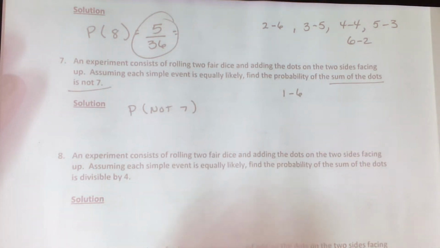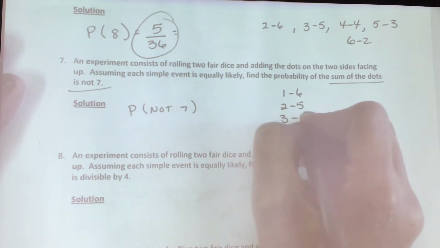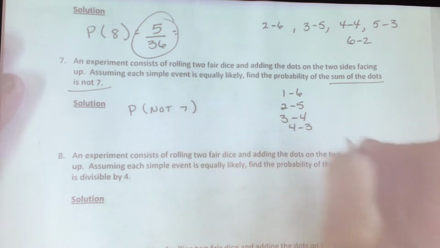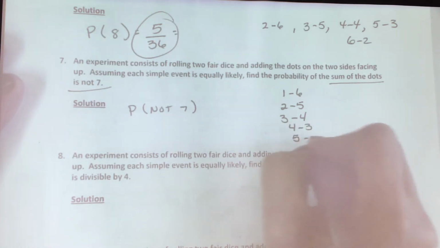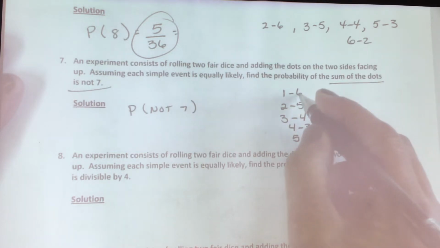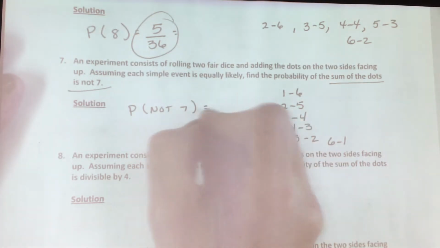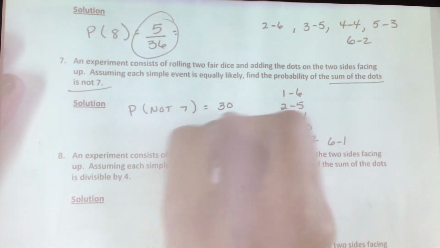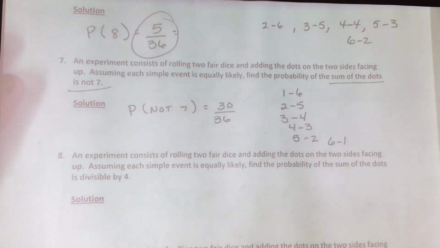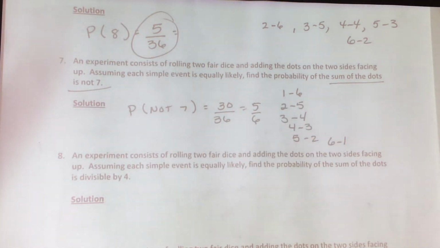1 and 6 is 7. You have 2 and 5 is 7. 3 and 4, 4 and 3, 5 and 2, and 6 and 1. So you have 1, 2, 3, 4, 5, 6. That's equal to 7. So 36 minus 6 gives you 30 outcomes. So 30 out of 36 is not equal to 7, which is equal to 5 over 6.